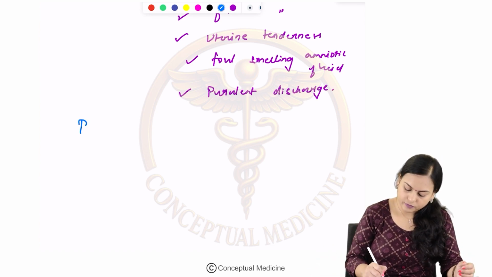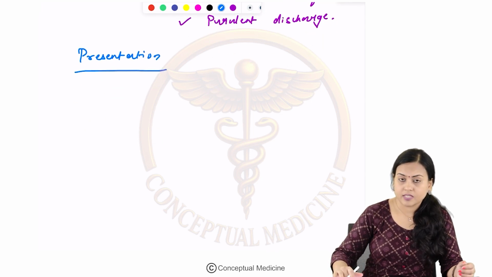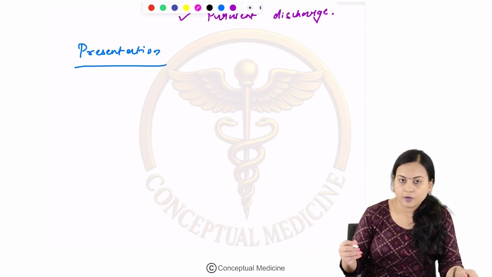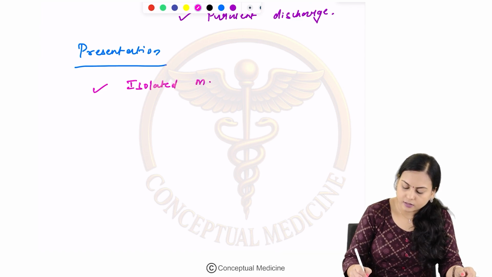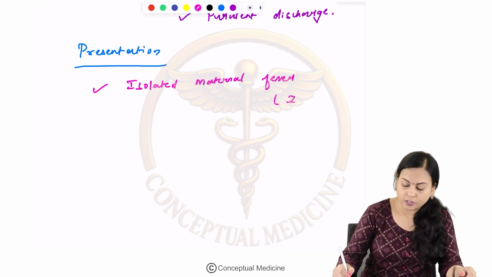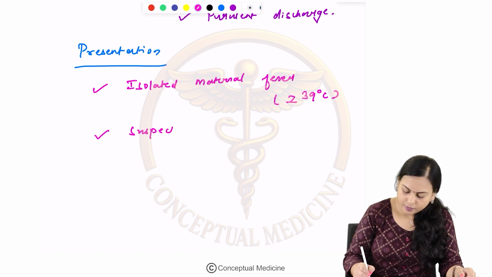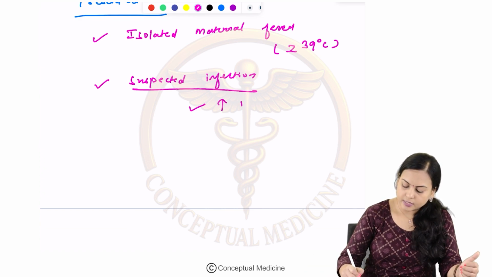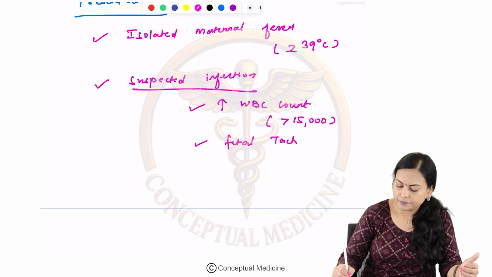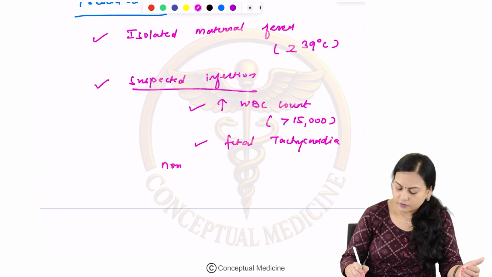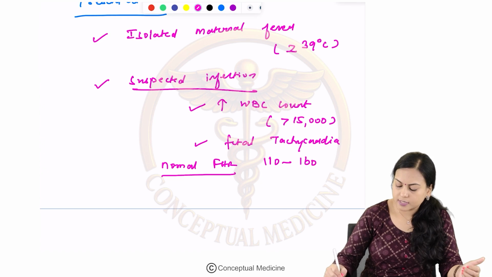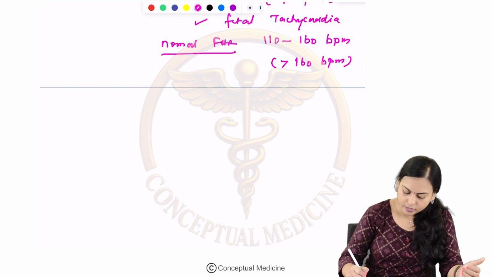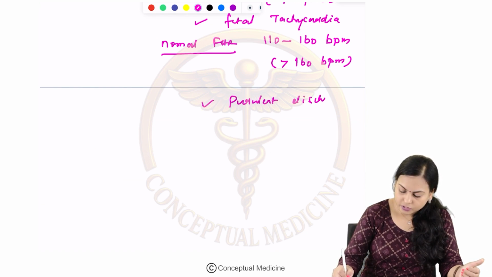So how will be the presentation? Okay. So if you see the presentation, it can present as a case of isolated maternal fever with a temperature more than or equal to 39 degrees Celsius. Then there can be suspicion of infection if this maternal fever is associated with increased WBC count more than 15,000, or there is fetal tachycardia. So the normal range of fetal heartbeat is 110 to 160 beats per minute. So if it is more than 160 beats per minute, then you have to think about fetal tachycardia, or if there is an association of purulent discharge with fever.